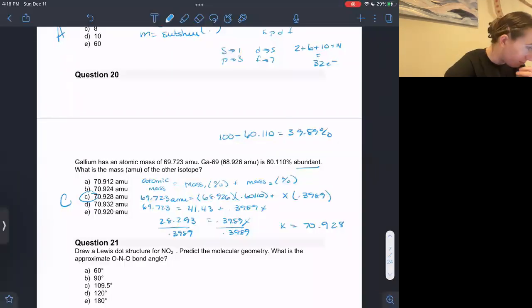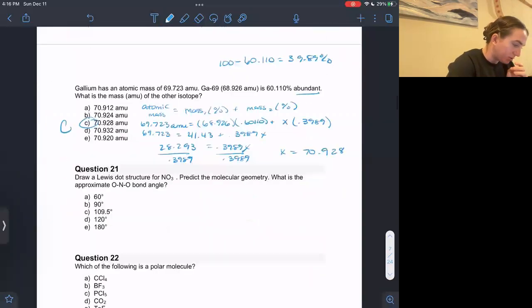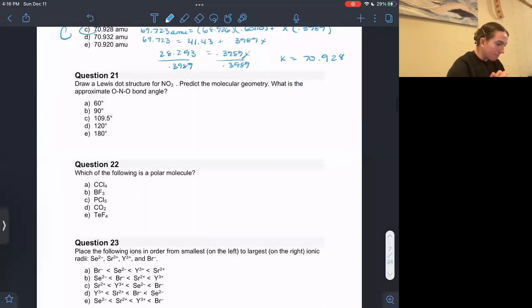Okay. We will move on to question 21. I think another break is coming in soon. Okay, so we want to draw the Lewis dot structure for NO3 minus, I believe it's supposed to be, and then predict the molecular geometry. What is the approximate oxygen, nitrogen, oxygen bond angle?